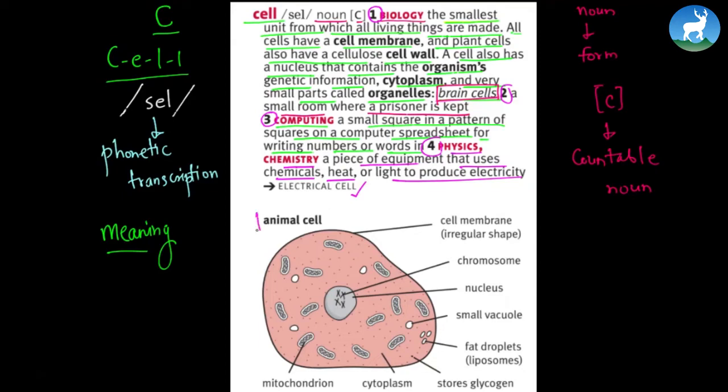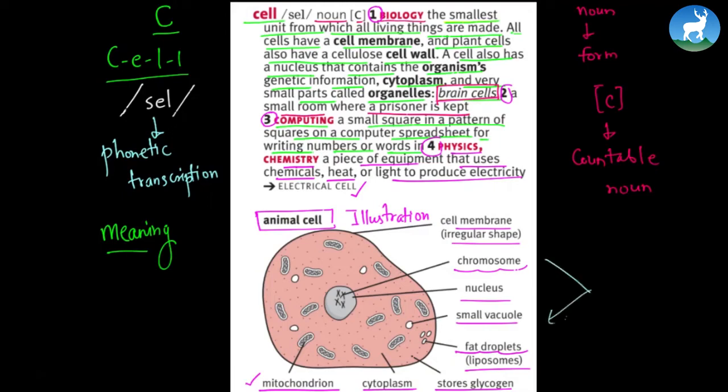Now here's an illustration. This is what we call the illustration. Look at the illustration, right? So this is an animal cell. It contains cell membrane in irregular shape. It has got some chromosome, nucleus, small vacuole, fat droplets called liposomes, and there's glycogen, cytoplasm, and mitochondrion. So these are the different elements of an animal cell, and this is shown in the illustrative portion. So a good dictionary would contain pictures, not many of them, but some.